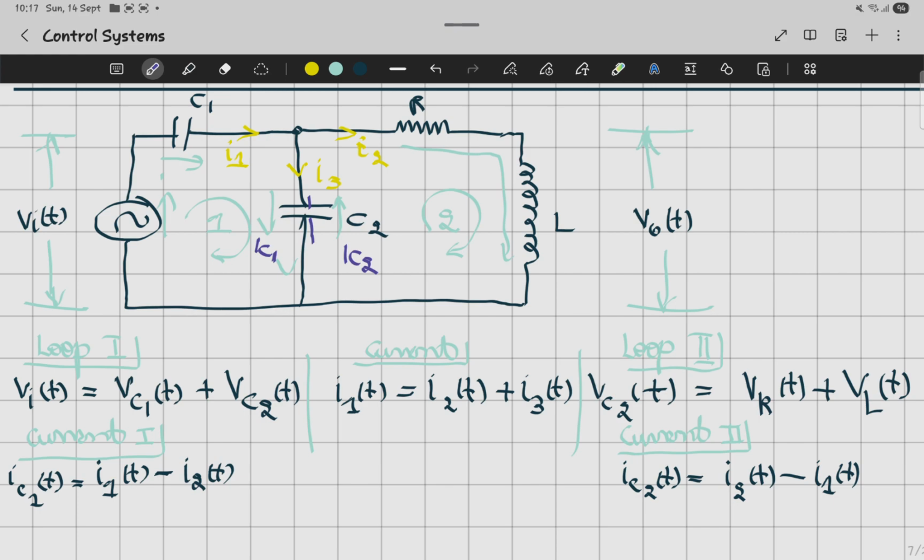Okay. And just to make sure that I'm not writing it wrongly, this one is not 1, it's actually 2, because we're working with the IC2 that you see here.